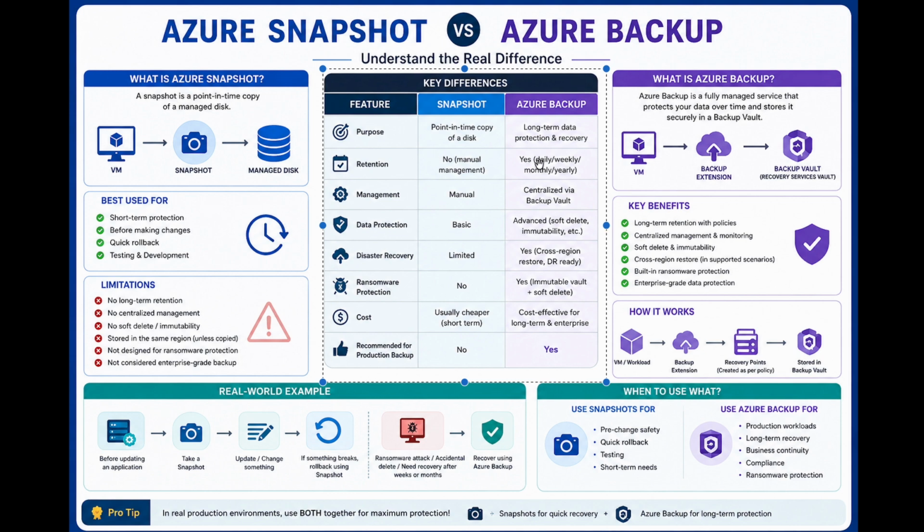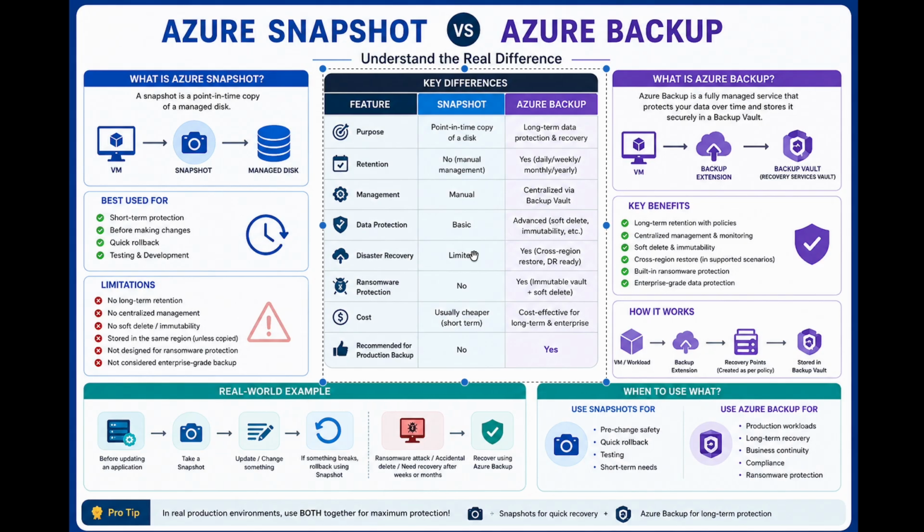And for Azure Backup, we have the retention period. We can specify it as daily, weekly, monthly, or even yearly. Snapshot management is manual and backup is managed by the vault. Resources, policies, how long we want to retain is managed by the vault. And data protection is basic in the snapshot. In Azure Backup, with advanced features, we get things like soft delete, immutability, etc.